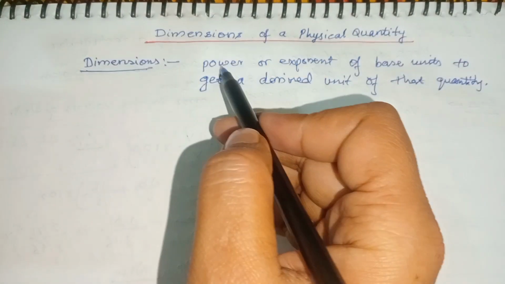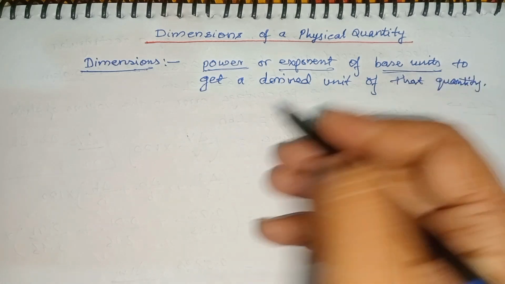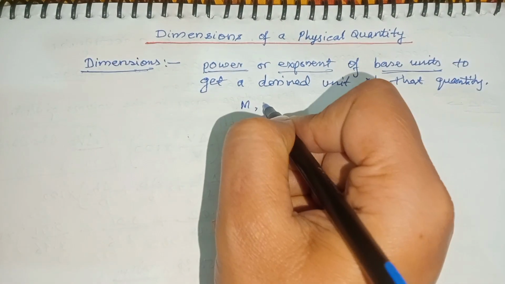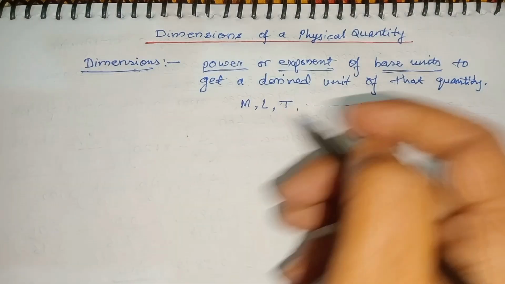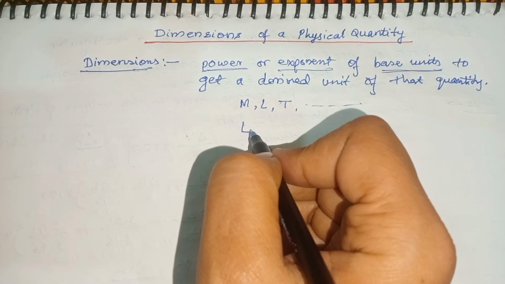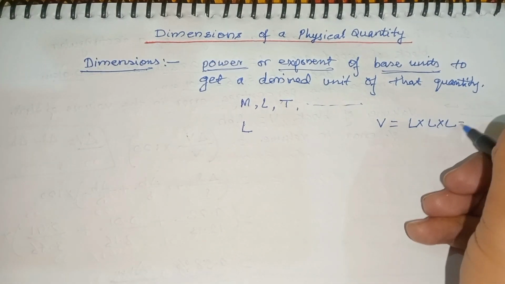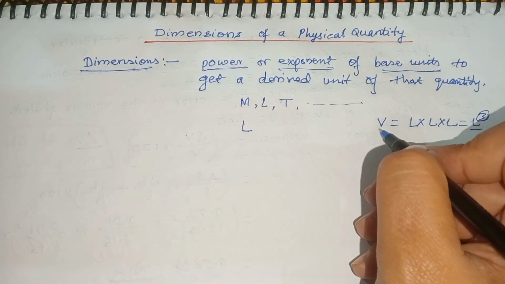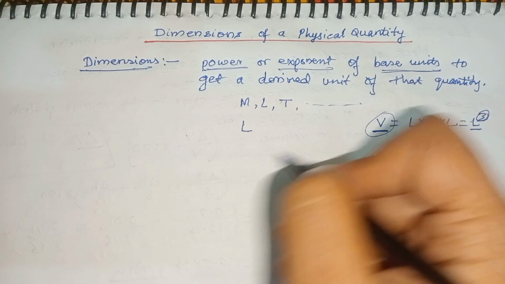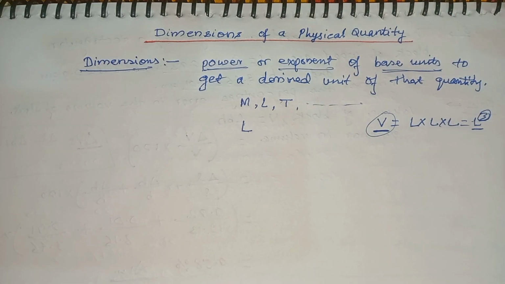Let's understand it. Dimension is a power or exponent of what? Exponent of base units. The base units are mass, length, temperature in Kelvin, etc. Now, suppose we take length, and we have to get volume. Volume is L into L into L, that is L^3. So the power of L is raised by 3 to get a derived unit of that quantity. The derived quantities are written by raising the power of the base quantities, that is, the fundamental units.